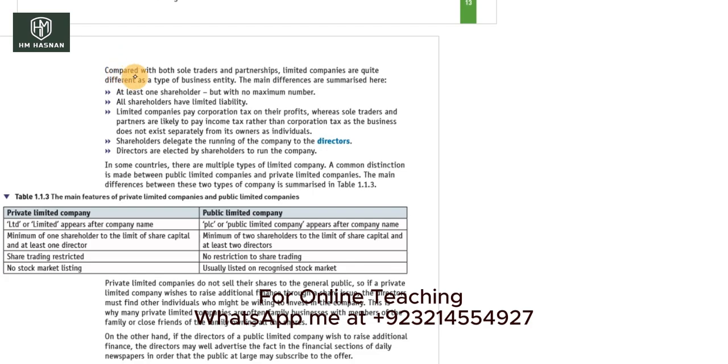So compared with both sole trader and partnership, limited companies are quite different in the type of business entity. The main differences are summarized here. In a limited company, at least one shareholder, but with no maximum number. There is no upper limit in a limited company. All shareholders have limited liability up to the capital invested.